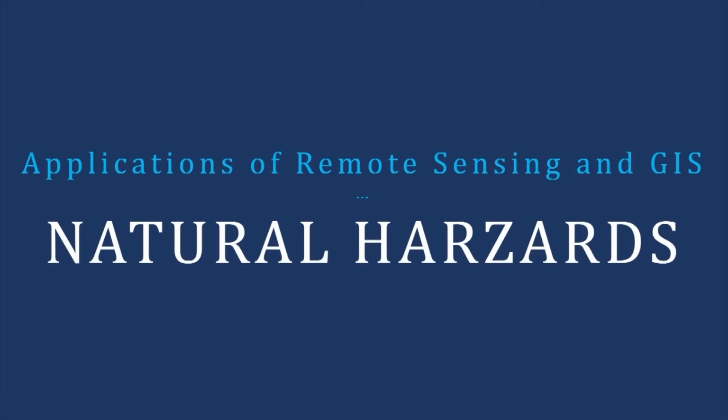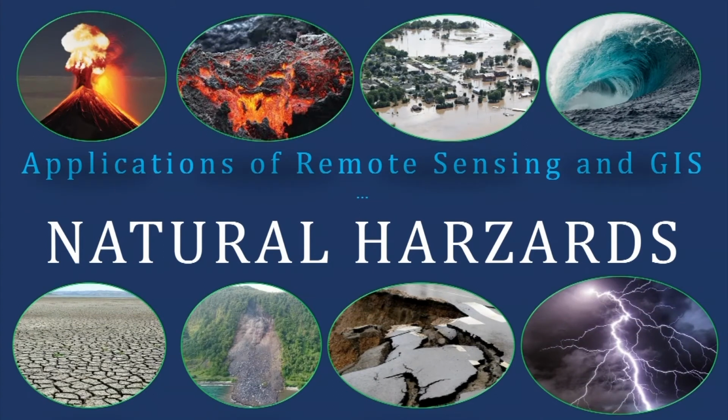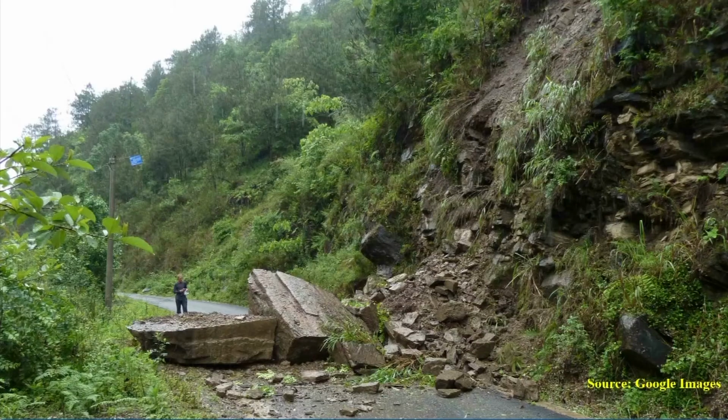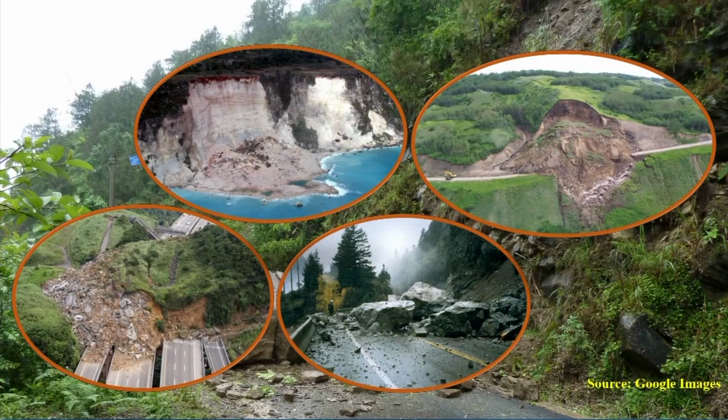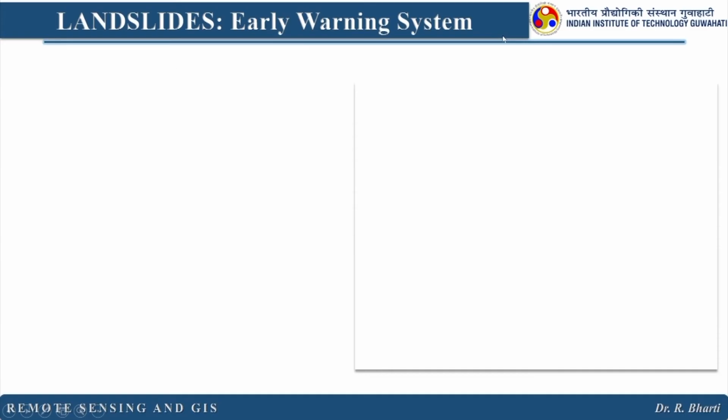Let's see some potential applications of remote sensing and GIS in natural hazards. So here you may be aware there are different natural hazards or geohazards which are causing damage to our life and property, right? So let us see some of the very good examples where people have used remote sensing and GIS, or where you can use remote sensing and GIS. So this is in the case of landslide. For landslide, it will be very good if you can develop an early warning system, right?